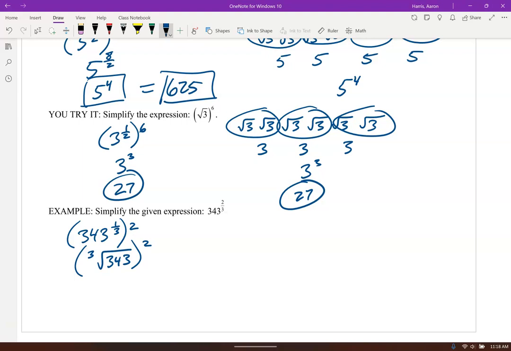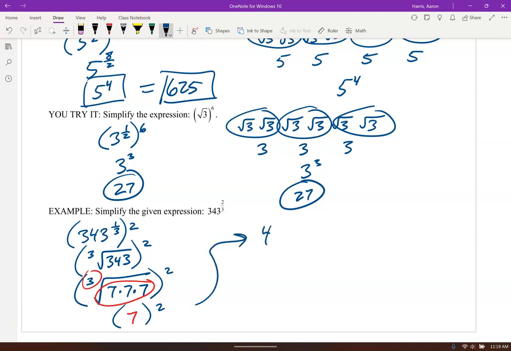343. One of the factors of 343, so I'm looking for 3 of a kind. One of the factors is 7, so 7 times 49. Well, 49 is 7 and 7. So if you look at this, I have third root, I'm looking for 3 of a kind. There it is, 7. So the third root of 343 is 7, and now we just got to square it. 7 squared is 49.